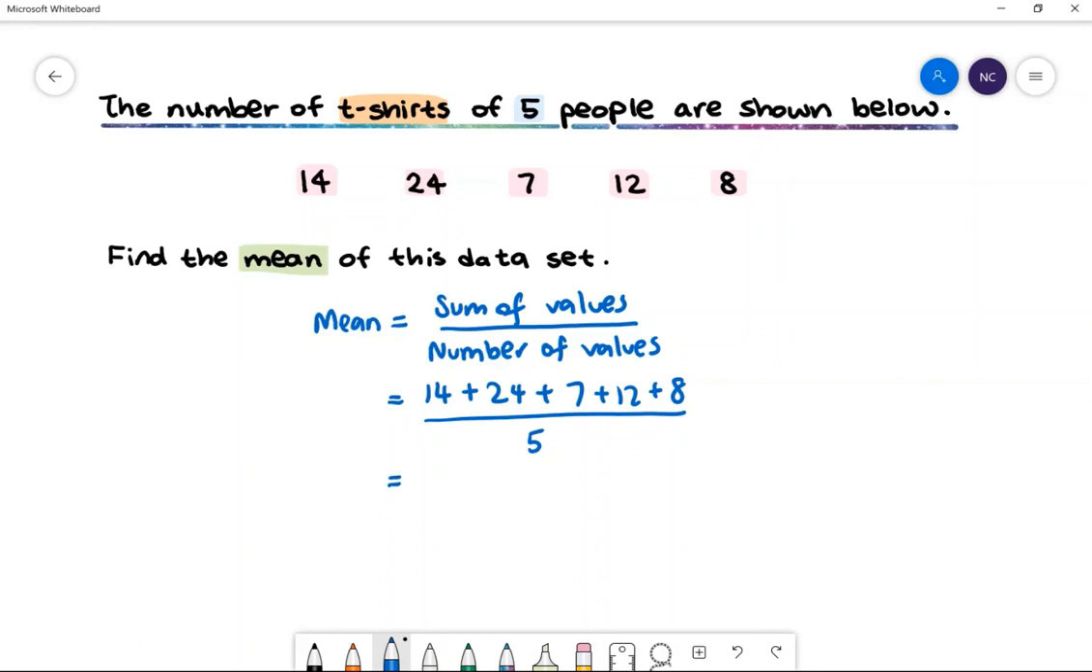The numerator will become 65 and the denominator remains 5. 65 divided by 5 gives us 13. Therefore, the mean of this dataset is 13.